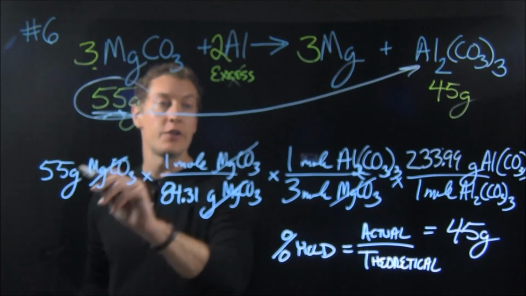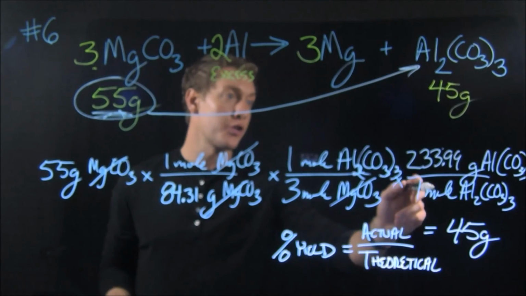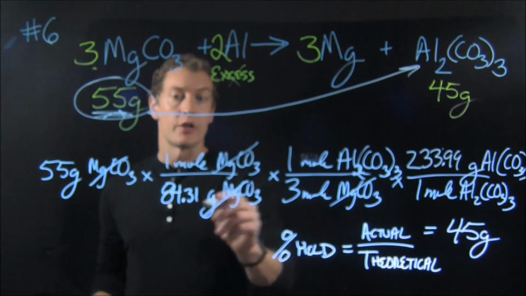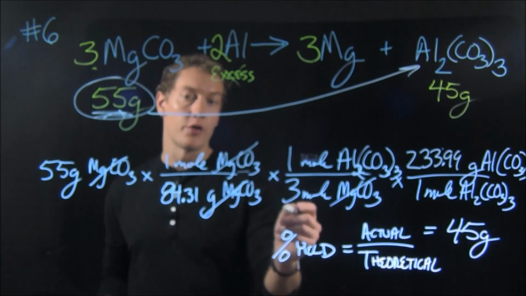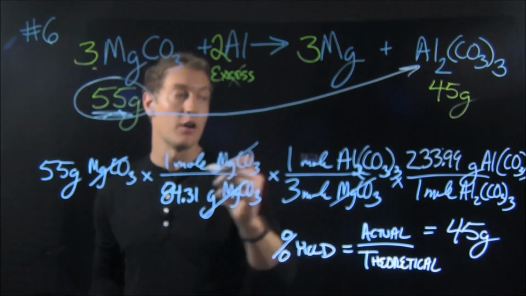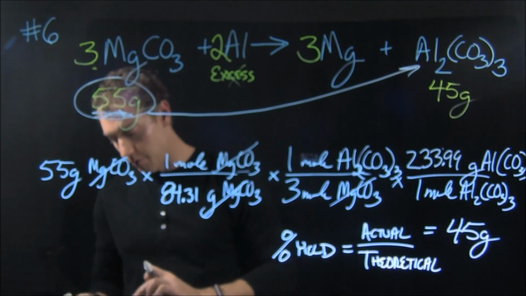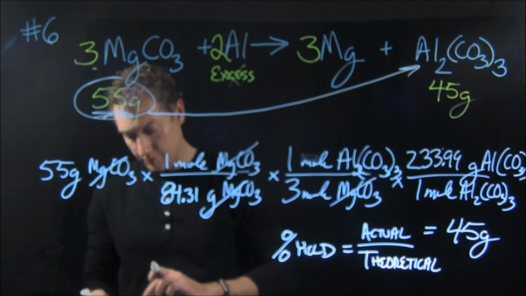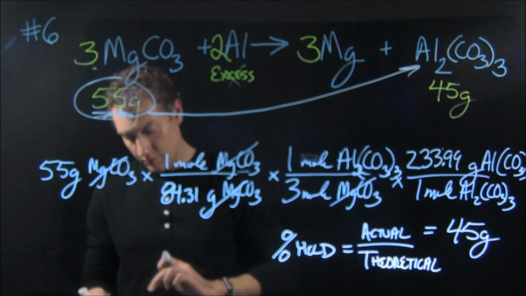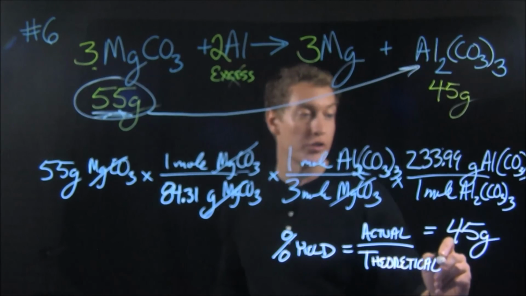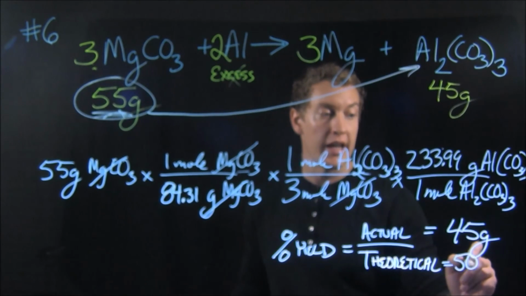So multiply, you get 55 times 1 times 1 times 233.99 over 84.31 times 3. So 84 times 3, that's going to be about 250-ish, so you're going to get about 50 grams of aluminum carbonate. We'll multiply that out for real. I got that our theoretical yield is 50.88.